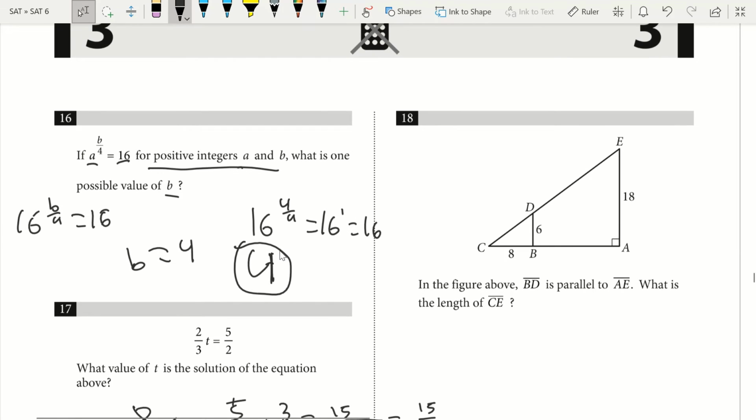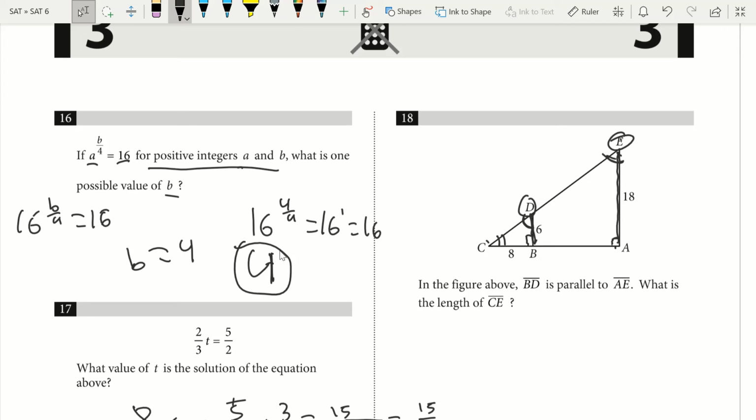Question 18. In the figure above, BD is parallel to line AE. What is the length CE? Well, since we know that DB is parallel to AE, or EA, whatever you want to use, we know this angle here is the same as that angle there. So angle D there and angle E there are the same angle. And we know that we have 90-degree angles in each. And then we know that they each have angle C, right?